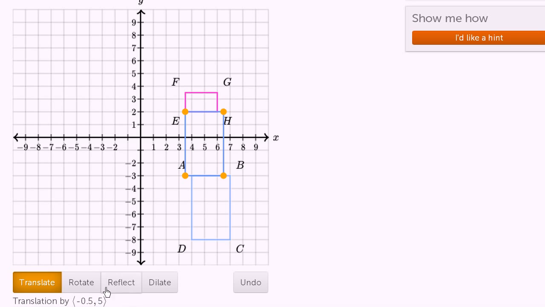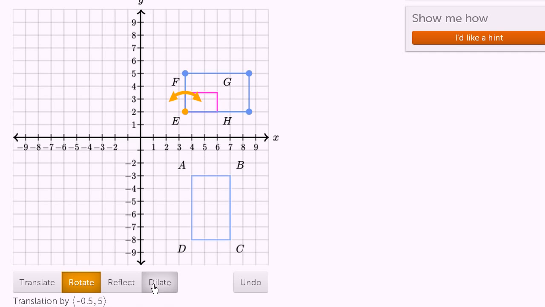And now let's rotate it. We're going to rotate it around point E right over here. So I get right over there. So I got two of the sides to kind of match up. But now let me dilate it down. Let me scale it down.